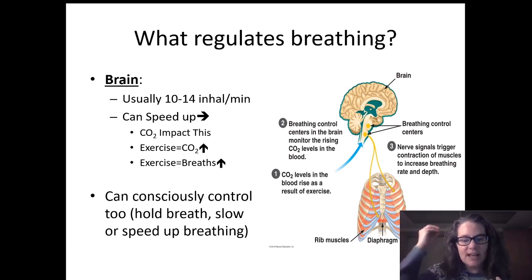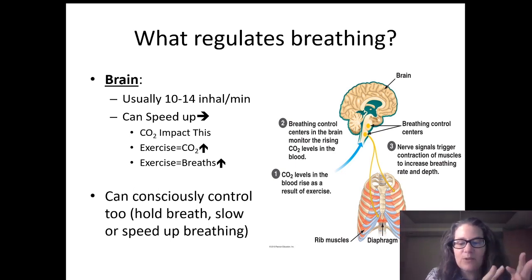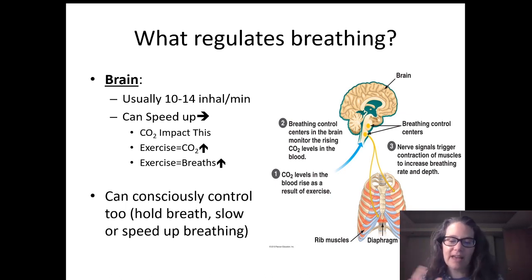So we can switch it to a different area of the brain and actively hold our breath. I could say, everybody hold your breath for 10 seconds, and we could complete that together, right? So it's an interesting system that is most of the time run in an involuntary fashion, but we can override that and consciously hold our breath.